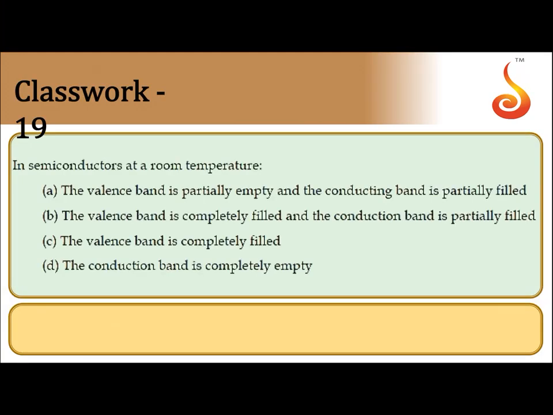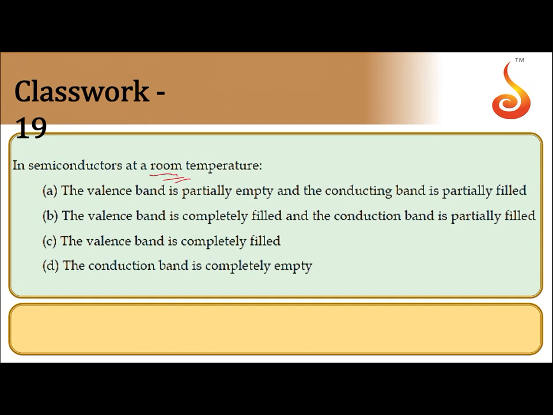We shall move on to next one. In semiconductors at room temperature, the valence band is partially empty and conduction band is partially filled. The valence band is completely filled, conduction band is partially filled. Valence band is completely filled, conduction band is completely empty. See, at absolute zero of temperature, conduction band is completely empty. But given it is room temperature. Room temperature is greater than absolute zero.